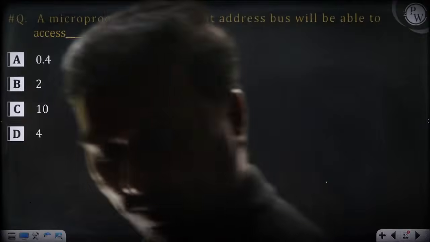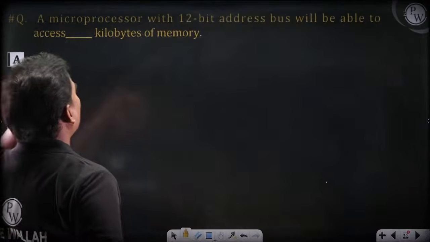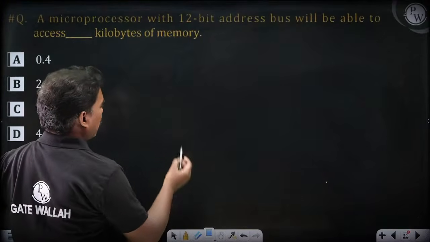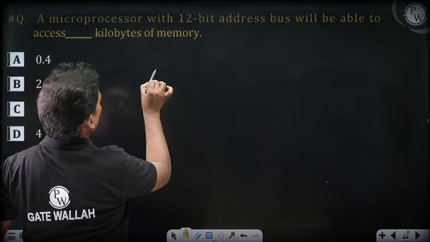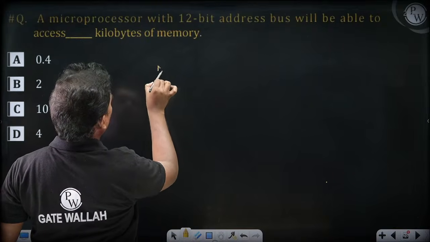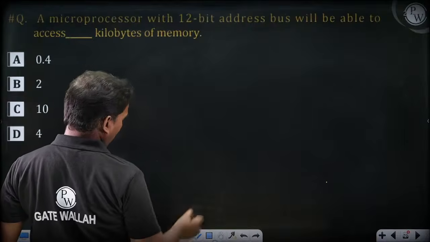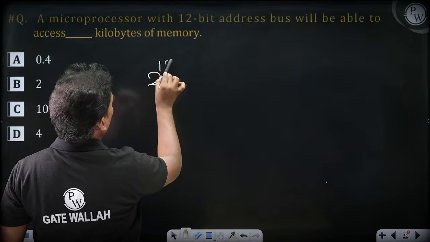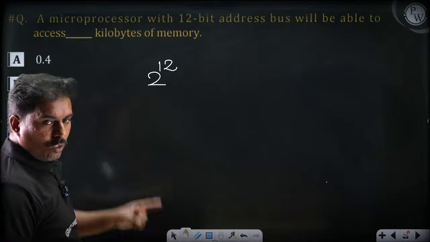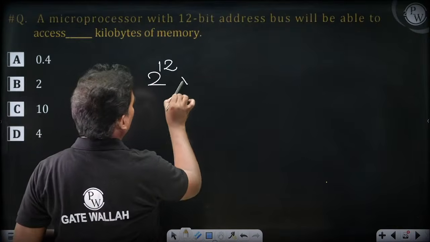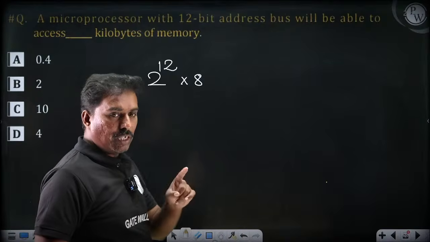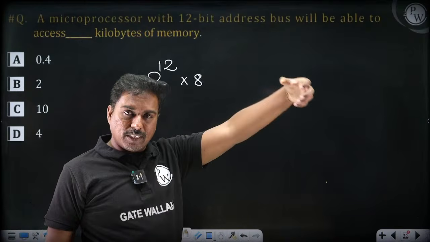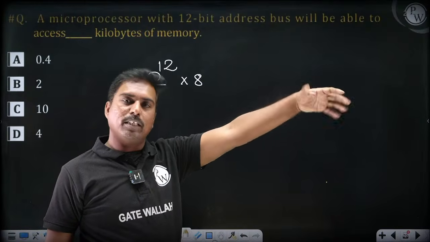Now, if you see a microprocessor with a 12-bit address line. If any microprocessor is having 12 address lines, the number of memory locations is nothing but 2 power 12. One memory location can store 8 bits. Always remember, if nothing specific is given, how many bits can we take in a memory location? We can take 8 bits.